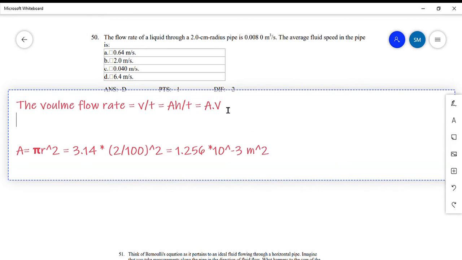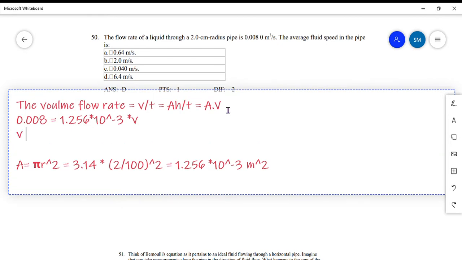Let us substitute in this rule the volume flow rate he gave in the question, 0.008, is equal to the area which we just calculated, 1.256 times 10 power negative 3, times the velocity. So simply the velocity will be 6.4. After you solve this equation manually or by the calculator, you will find the velocity will be 6.4 meter per second.